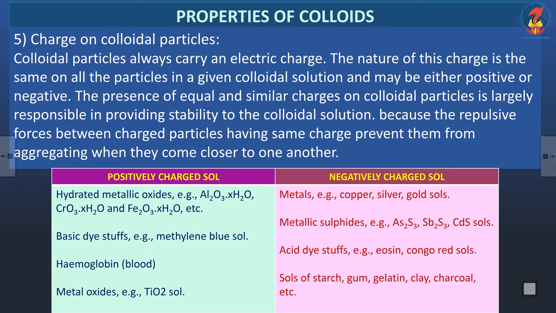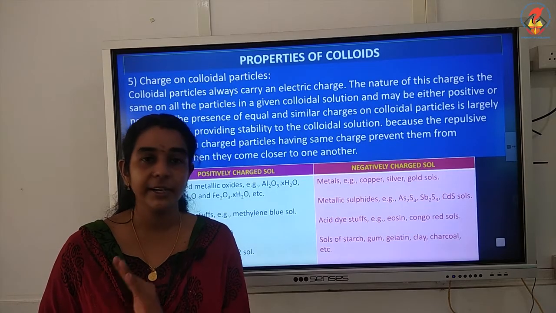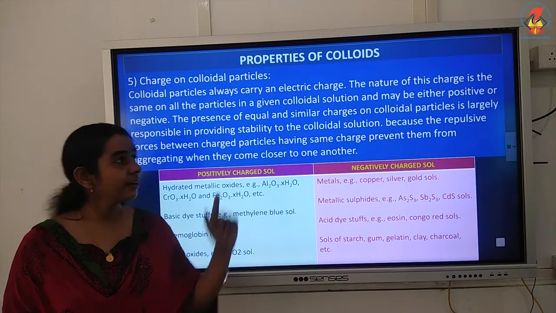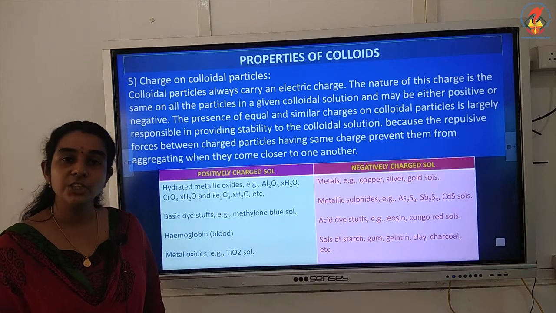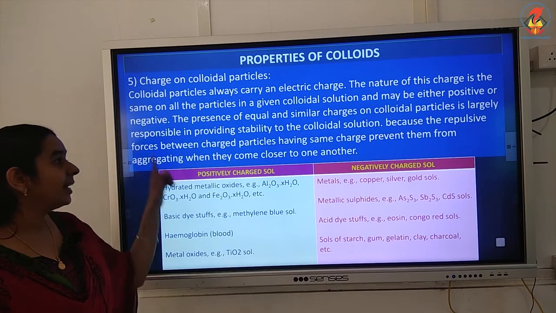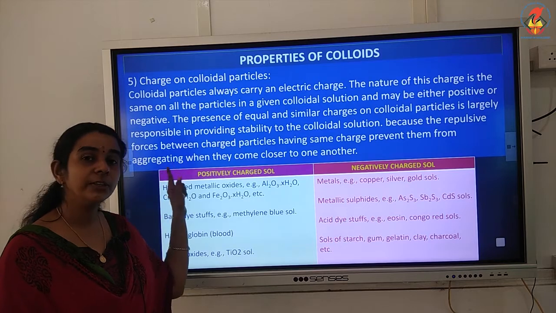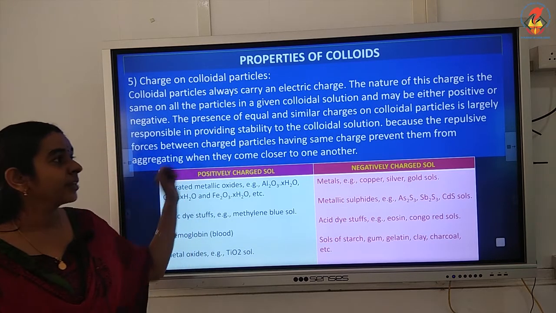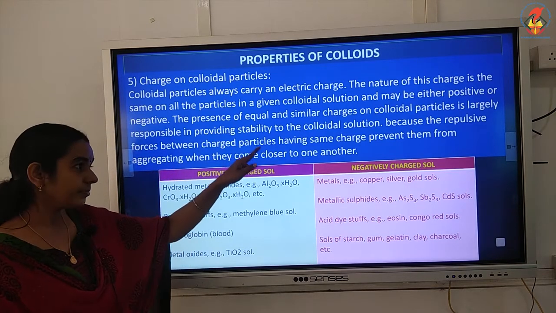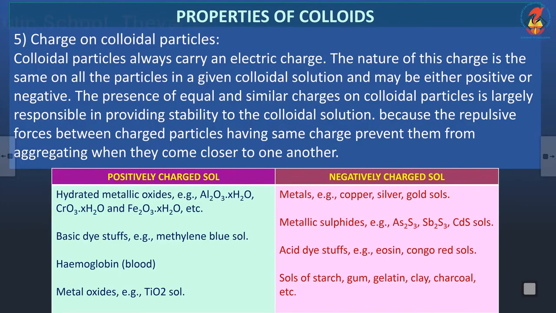Just now we said Brownian movement is partially the reason for the stability of a colloid, but one of the solid reasons for the stability of a colloid is the charge on colloidal particles. And we know that similar charges repel each other, and this will cause repulsive forces between the charged particles, and that will prevent them from aggregating and settling at the bottom. And these are a few examples of positively and negatively charged colloids.